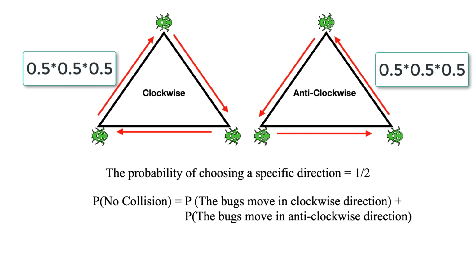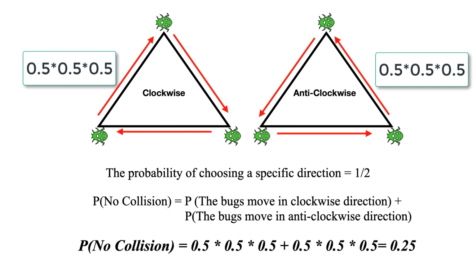Hence, the probability of no collision equals 0.5 times 0.5 times 0.5 plus 0.5 times 0.5 times 0.5, which is equal to 0.25. Thus, the probability that the bugs won't collide into each other is 0.25 or 1 over 4, or 1/4.